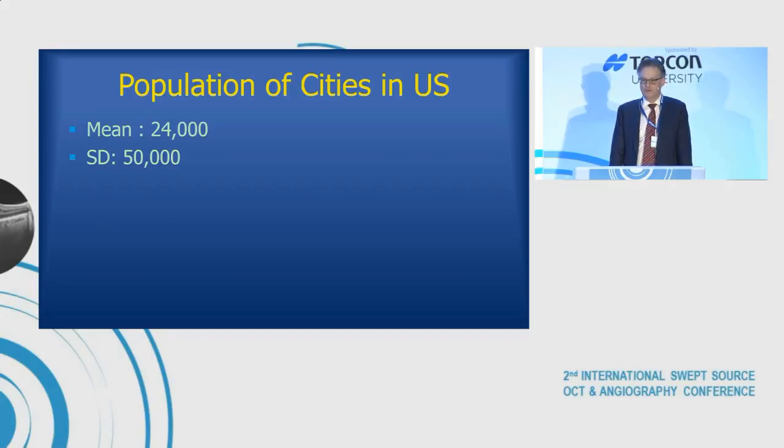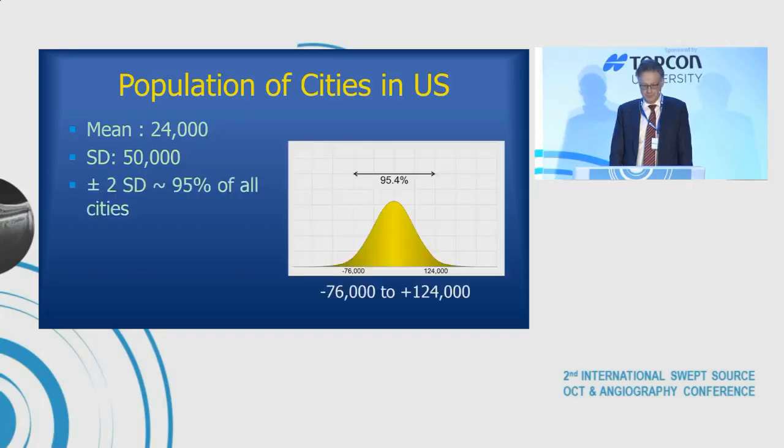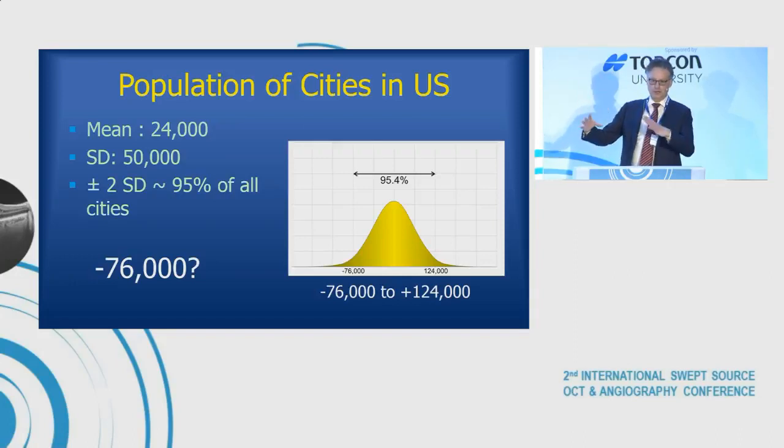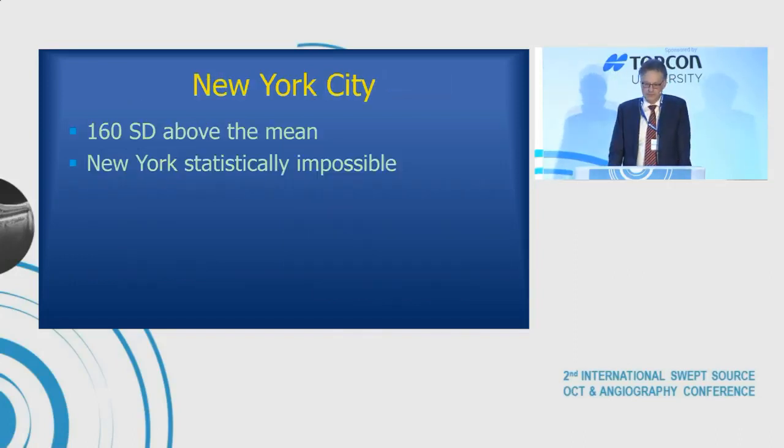If we look at the population of cities in the United States and try to figure out the average population of a city, we come out to 24,000. But curiously, the standard deviation is 50,000. So if we go back to our inferential statistics idea and look at two standard deviations, we get the idea that 95% of cities fall somewhere between minus 76,000 people and plus 124,000. But it's hard to figure out how you get a city with minus 76,000 people. And that's because we're trying to use the wrong kind of statistics, or the wrong way to look at things.